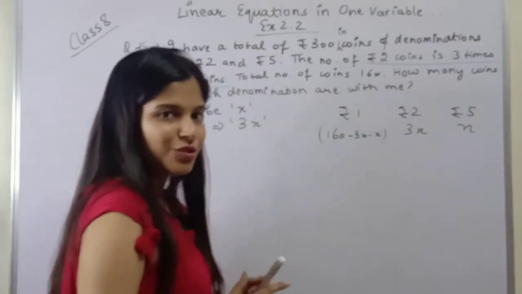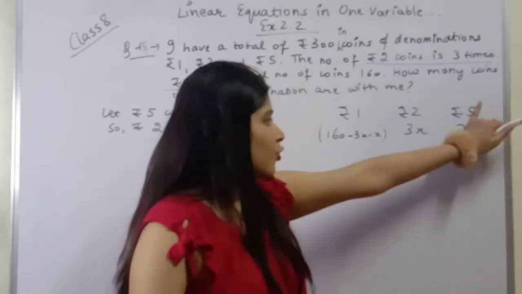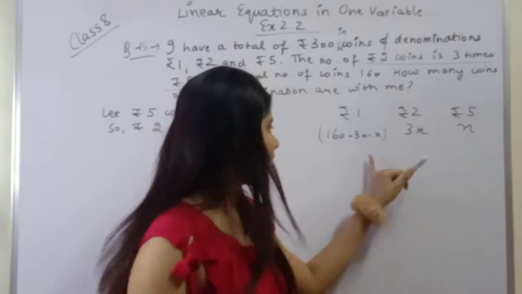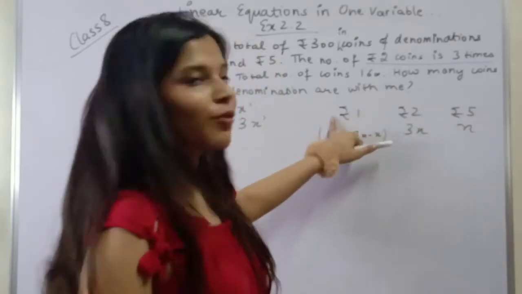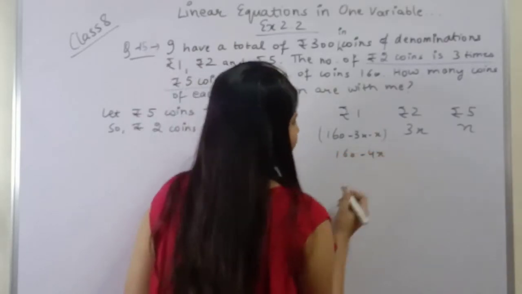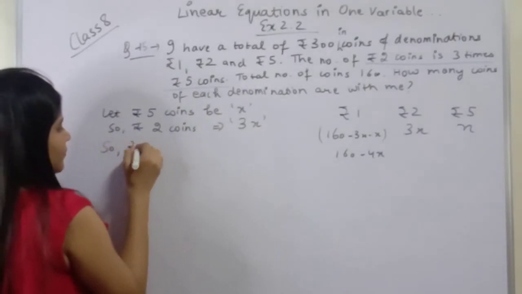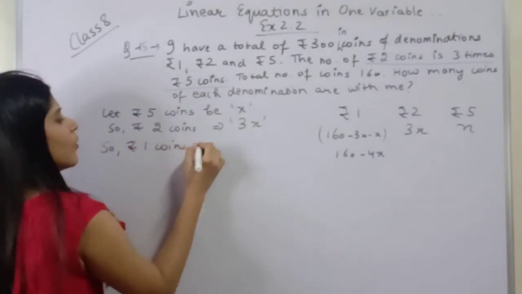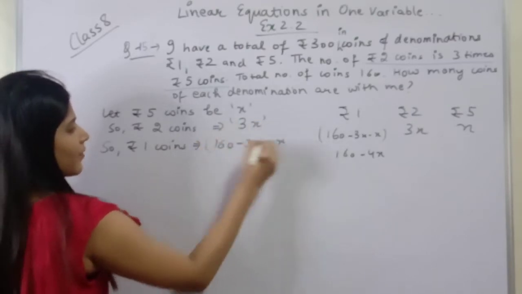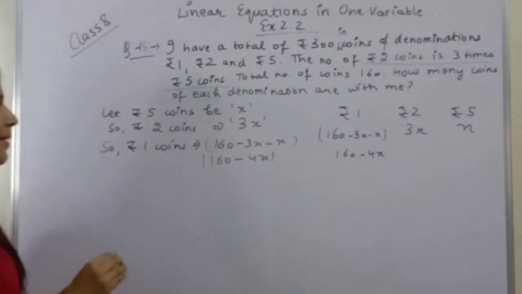I hope this is also clear. Why? Because the total number of coins is 160. Rupee 5 coins are x, subtract that from it. Rupee 2 coins are 3x, subtract that as well. Then what remains with us must be rupee 1 coins. So it will be 160 minus 4x. Minus 3x minus x is minus 4x. So rupee 1 coins will be 160 minus 3x minus x, which is 160 minus 4x. I hope this concept is clear to you.